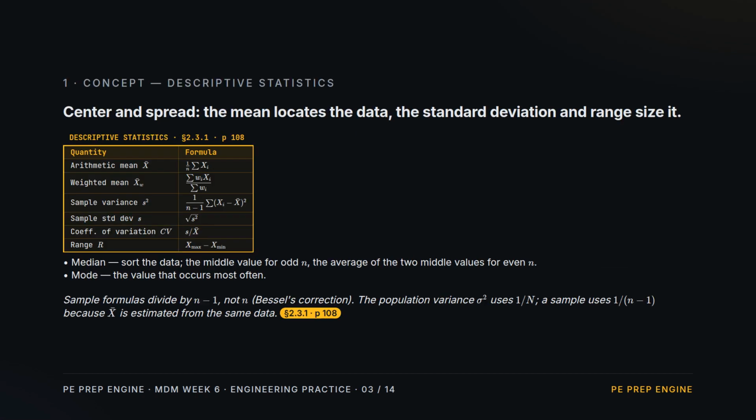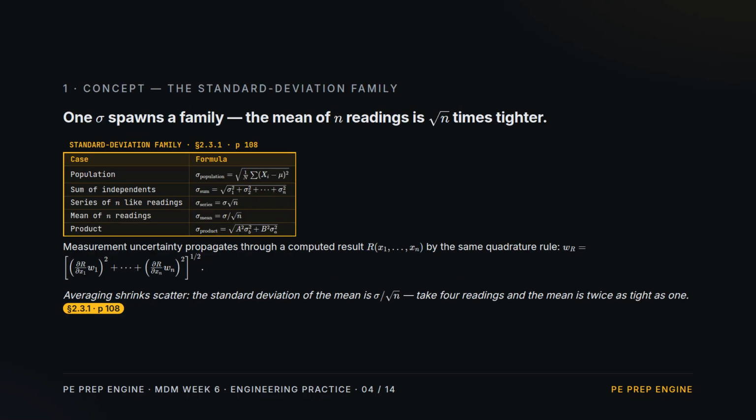Concept 2. Descriptive statistics. The mean locates the data. The range and standard deviation size its spread. The one catch: a sample divides the variance by n-1, not n, because the mean is estimated from the same data. Coefficient of variation is the standard deviation over the mean, a dimensionless spread. Median is the middle value. Mode, the most frequent.